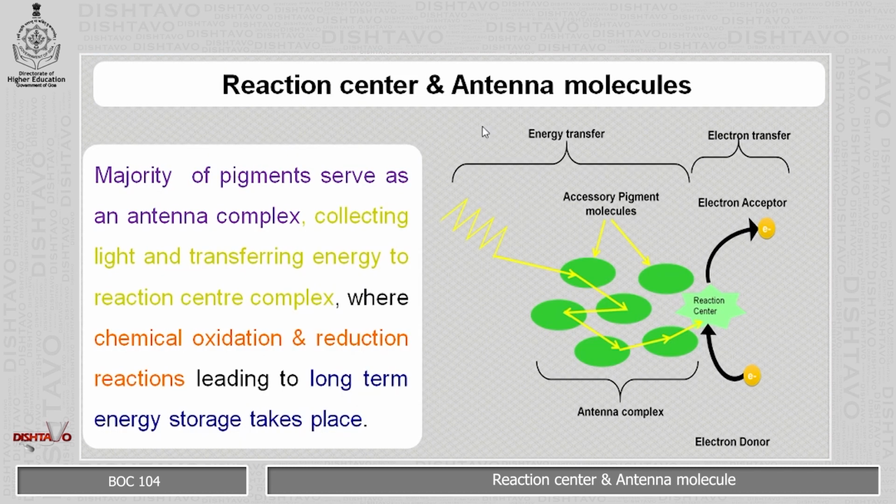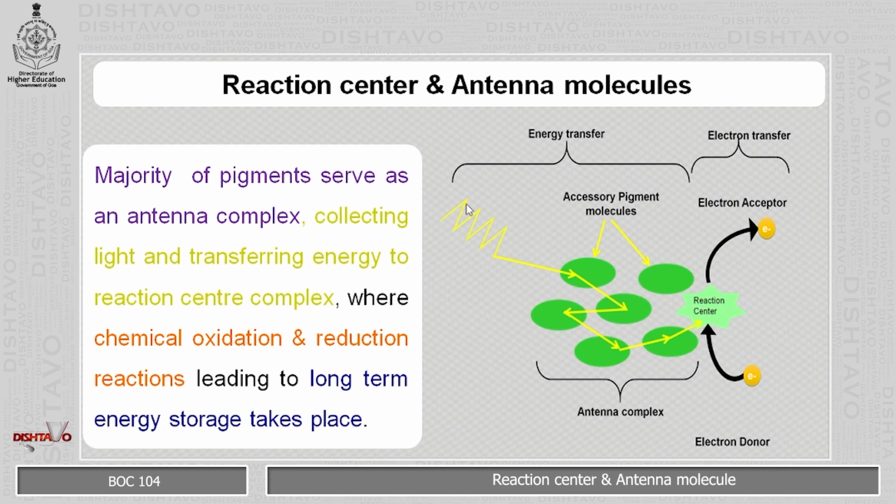Reaction center and antenna molecules. The majority of the pigment serves as an antenna complex, which is involved in collecting the light and transferring the energy to the reaction center complex, where chemical oxidation and reduction reactions leading to long-term energy storage take place. We can see here in this diagram, these are the accessory pigment molecules which surround the reaction center.